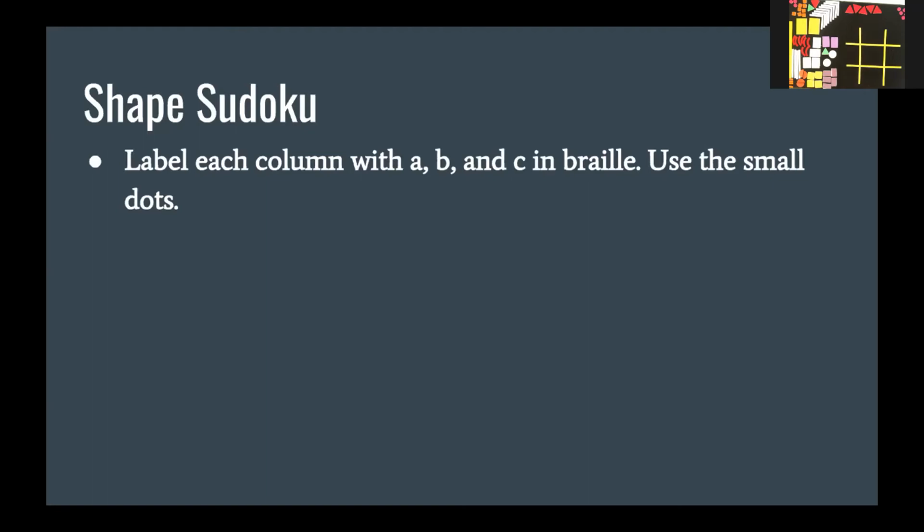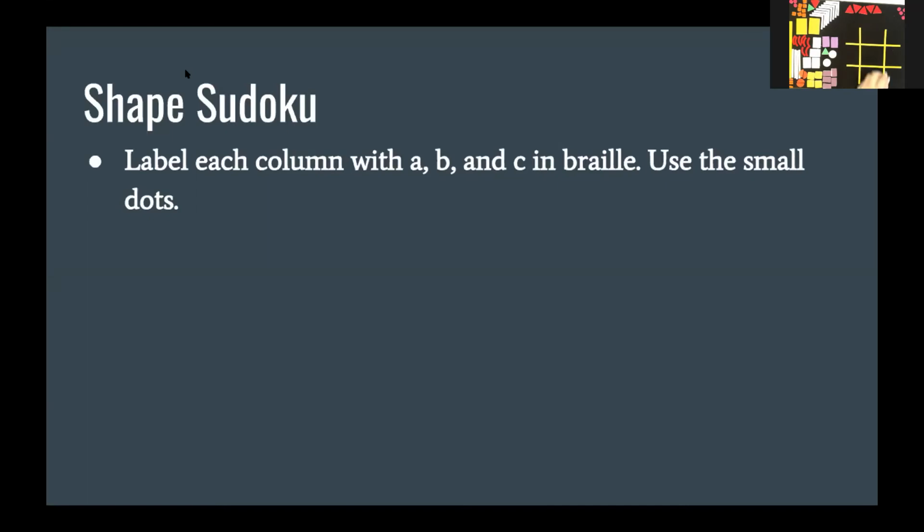So to identify our black boxes a different way, so far we've been calling them top, middle, left, center. We're going to label our board a little differently. So each column, remember those are the up and down, we're going to label with A, B, and C, and we're going to make them in Braille.